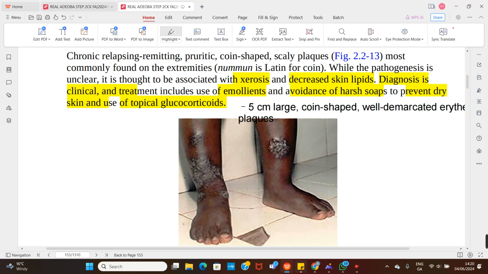So they are like 5 centimeter large, coin shaped, well demarcated erythematous, dry, scaly plaques, right? That is nummular eczema. So I'm sure we'll be able to figure this out by the time we see it in our exam. Apply your emollient, apply your topical steroids.